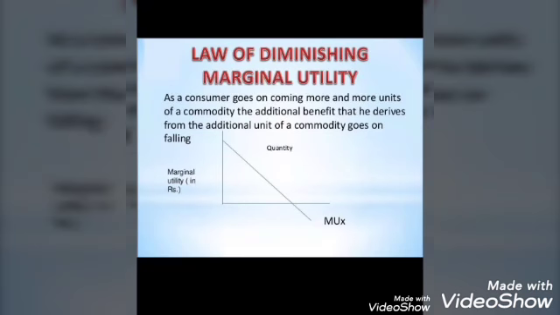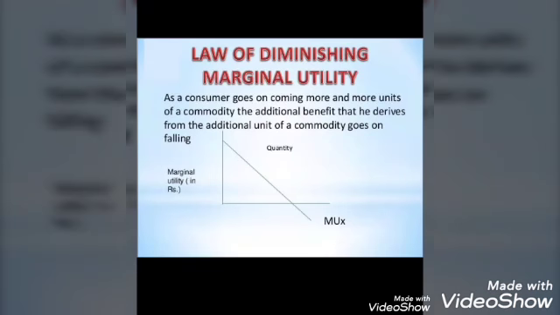This law has two basic assumptions. First, only standard units of a commodity are consumed, like a cup of tea, not a spoon of tea. Suppose the first time we take a cup of tea, then we get more satisfaction, and the second time if we get a half cup or a spoon of tea, then we can't get satisfaction like the first unit. So the assumption is that the standard unit of a commodity is to be consumed.